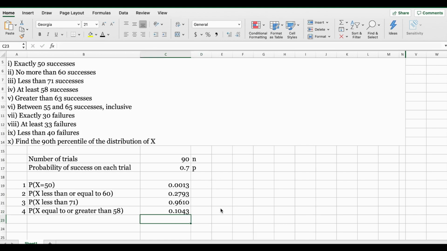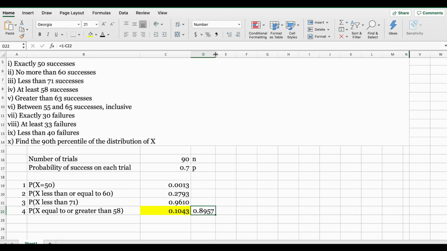Now this probability of 0.1043 is the area on the left hand side until 57, but we need to find the probability on the right hand side, which is equal to 58 or greater than 58. So in order to find the answer to this, we're going to do 1 minus 0.1043. The probability of x when it's equal to or greater than 58 is 0.8957.